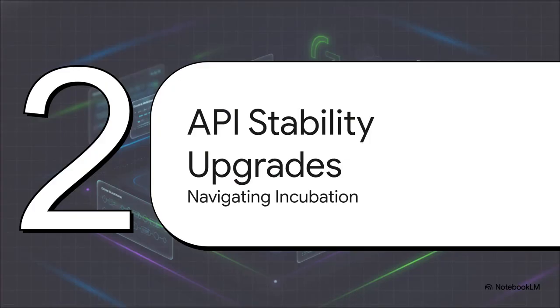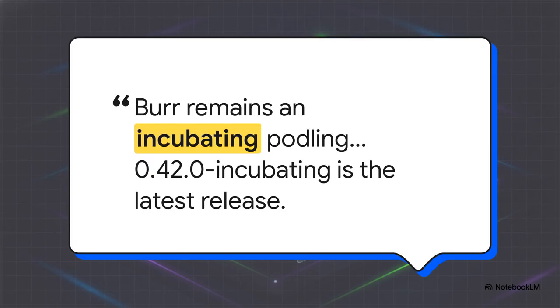All right, Section 4, API Stability and Upgrades, or How to Navigate the Incubator. The source materials are very transparent about this. Burr is currently an incubating project at the Apache Software Foundation. As of June 22, 2026, it's a podling, with version 0.42.0 incubating being the latest official release. So what does that mean for you?